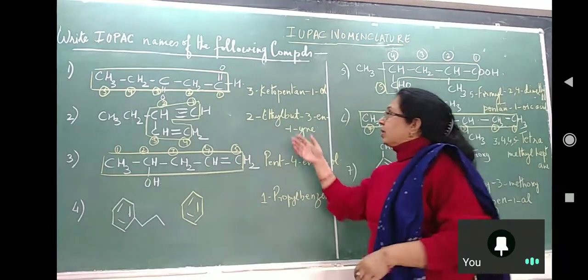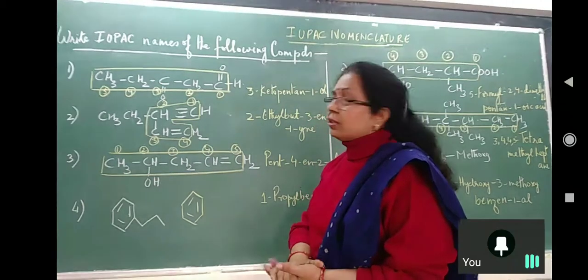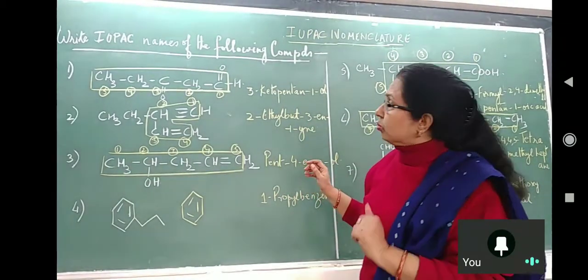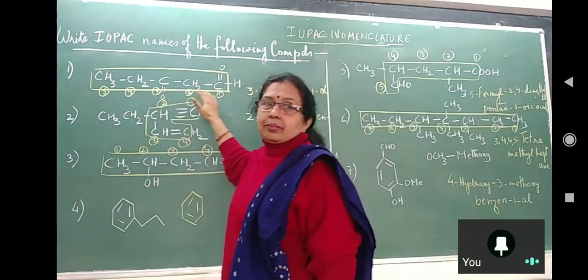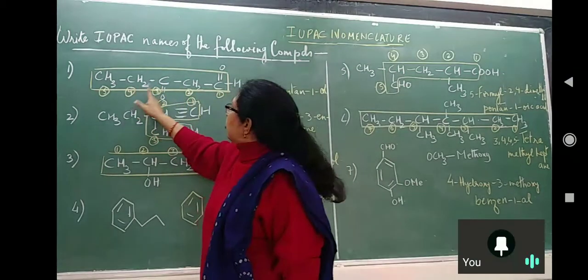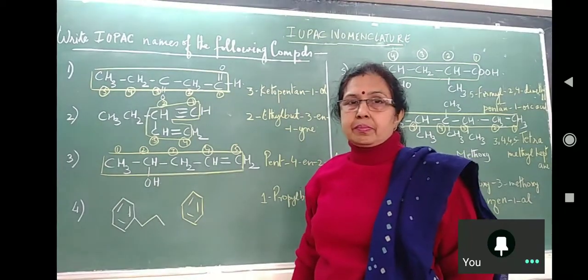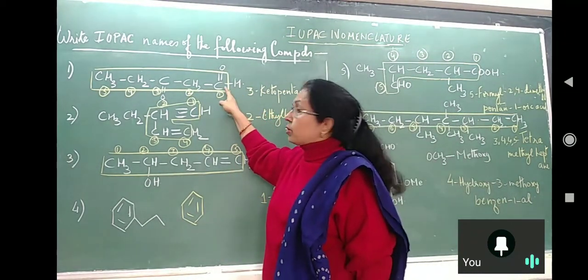Okay, so let us start again with a few more examples of IUPAC nomenclature. This is IUPAC nomenclature part 2. Look at this structure, what I have written. One, 2, 3, 4, 5 carbon atoms, right? What are the functional groups present? What is this functional group?